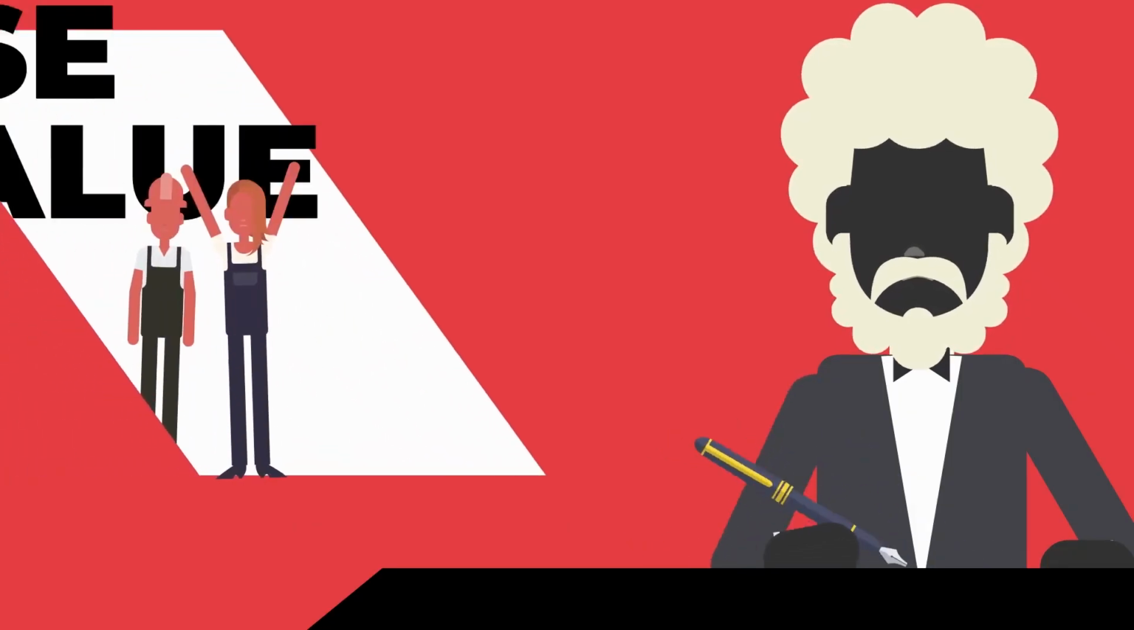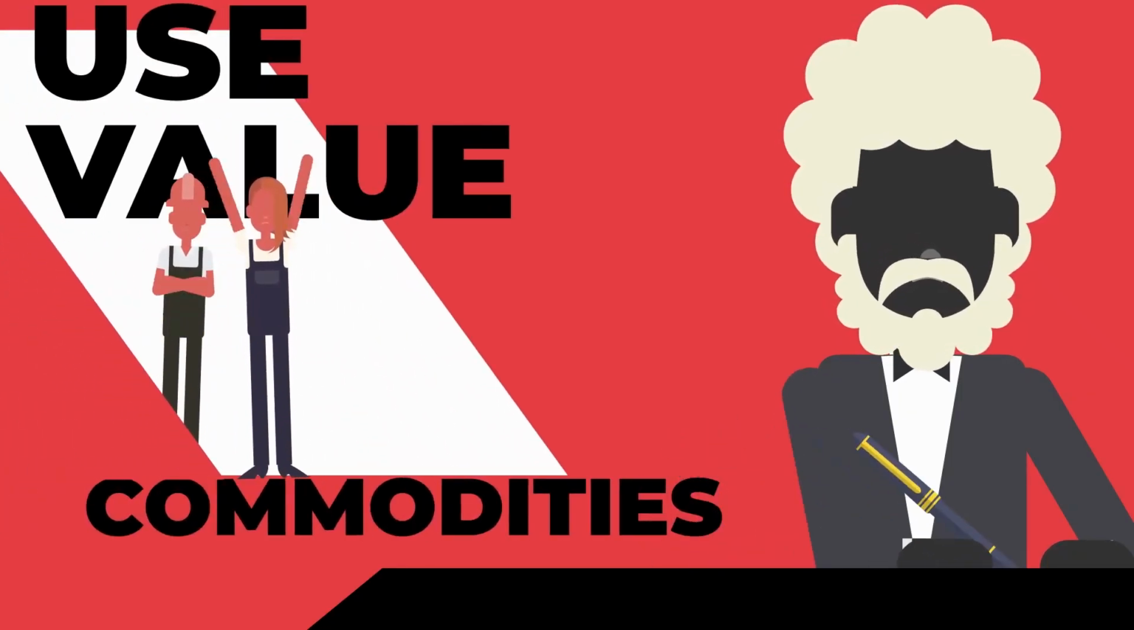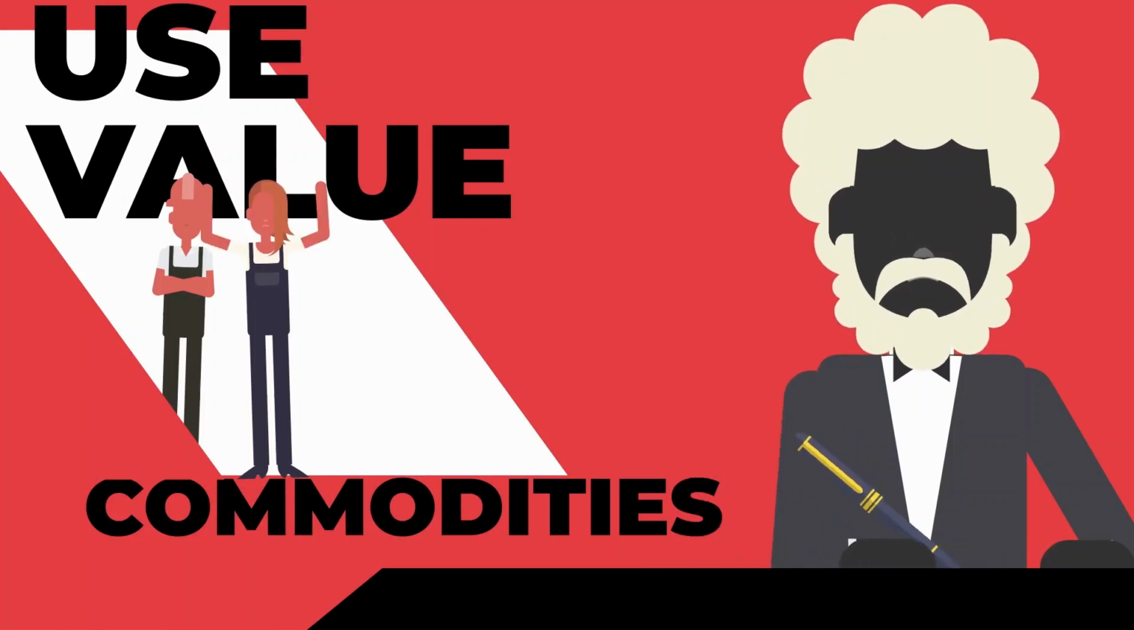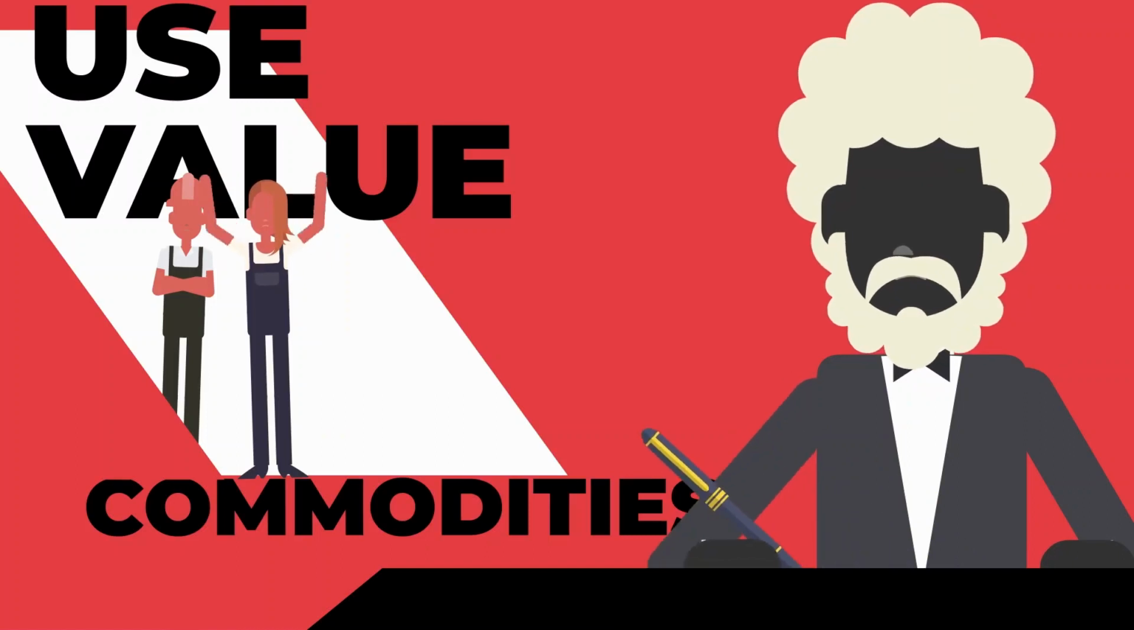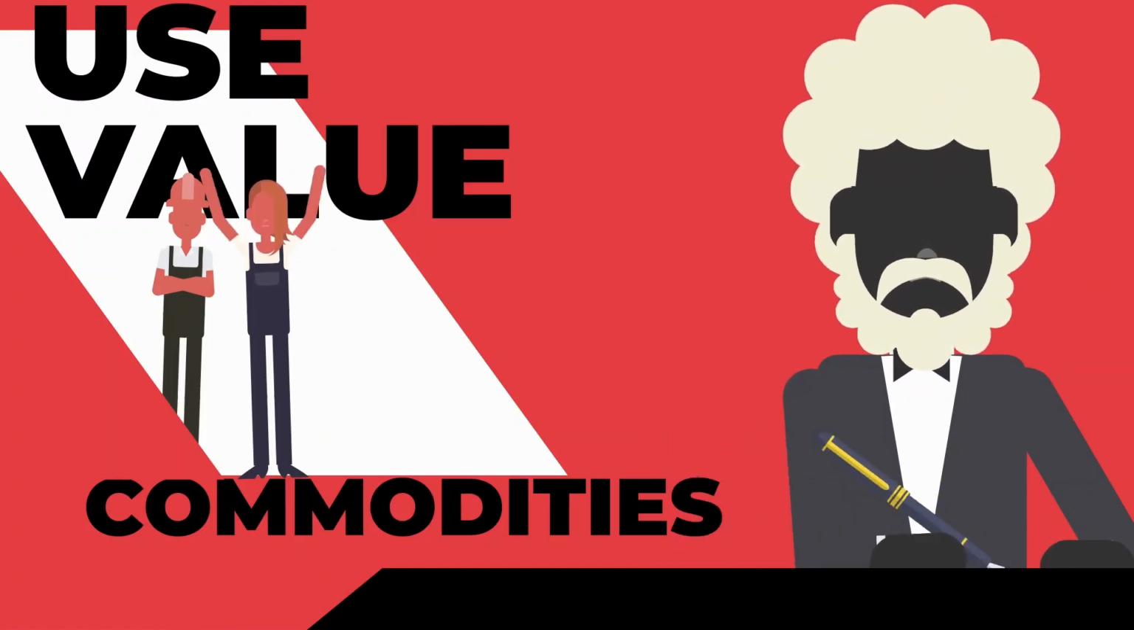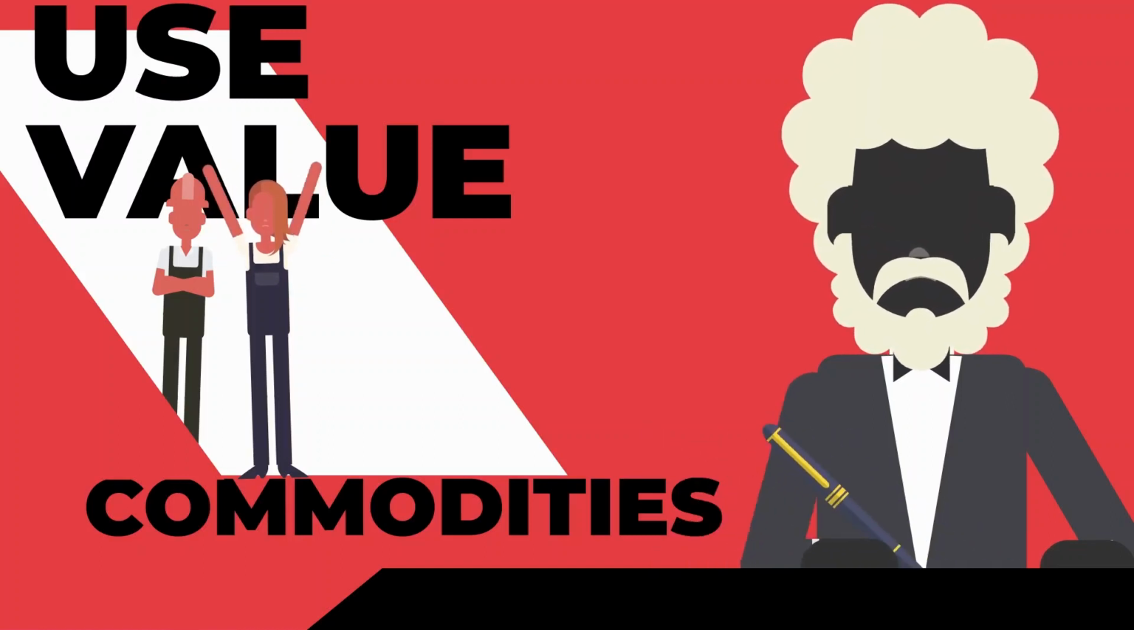Perhaps you're familiar with the term commodities. A commodity encompasses various items that fulfill human requirements. The value of a commodity lies in its practicality, described by Marx as its use value. This concept holds importance as it underpins the foundation of wealth within societies.